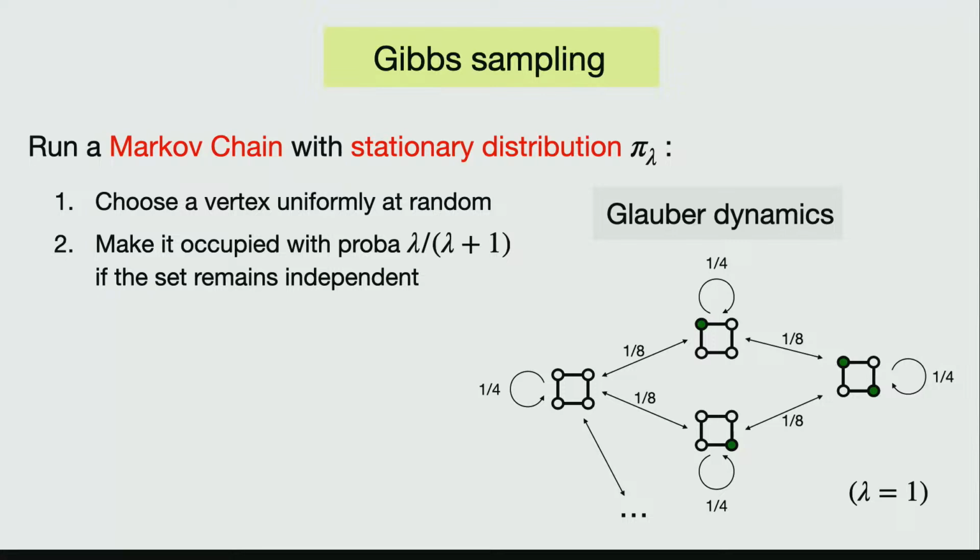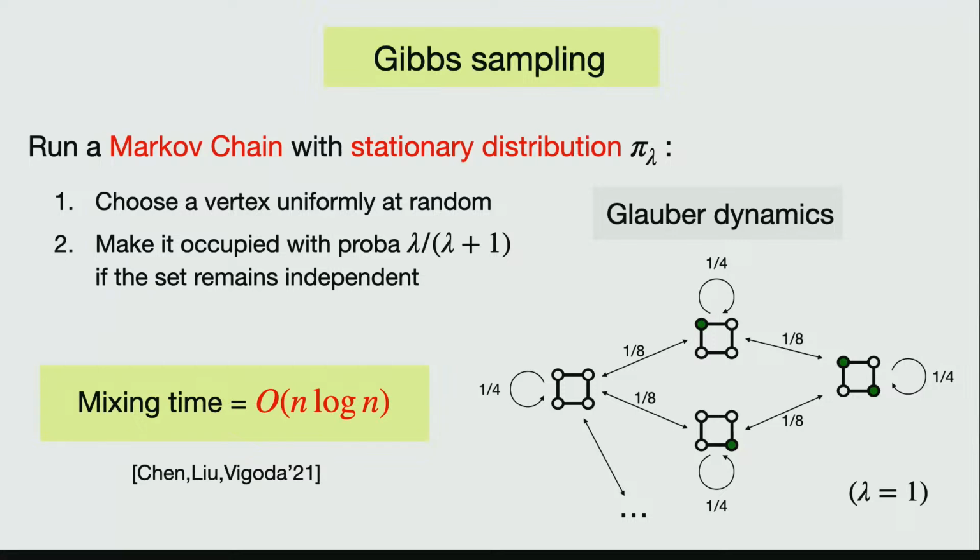What is much more complicated to show is that the mixing time is not too large. And this is essentially what is known for the Glauber dynamics. This is a result that was shown in full generality quite recently in a breakthrough result by Chen, Liu and Vigoda. And they show that the mixing time of the Glauber dynamics for independent sets is going to be n log n. So it's very small. It's essentially the best you can hope for.